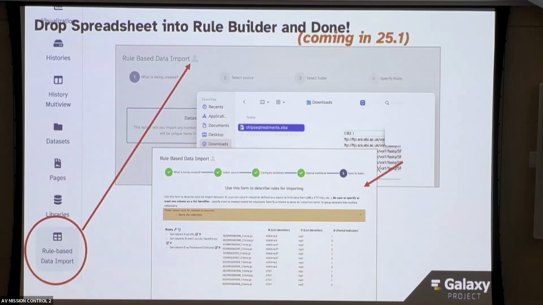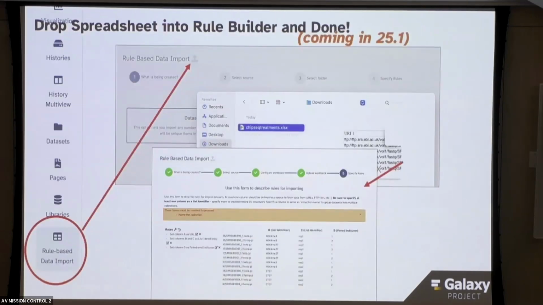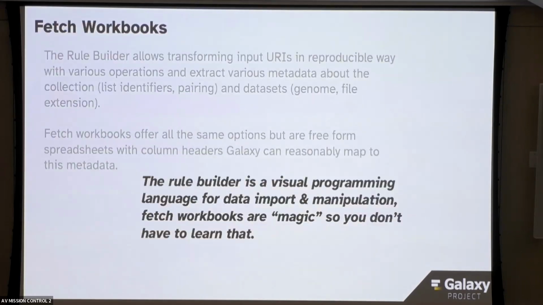and Galaxy will do all the work of looking at the headers and so on and saying, well, this is a URL, this goes here, this is a second URL, it goes here. These are what the list identifiers mean, et cetera. And so from that spreadsheet, I can infer that this is a nested list of pairs, and you can just upload them right to Galaxy this way. All you need to do is drop that spreadsheet in and give it a name.